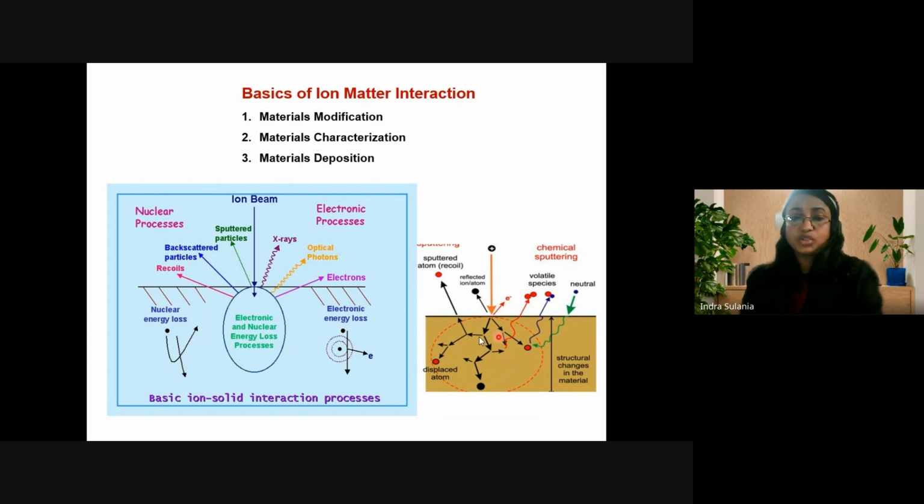So you can dope or implant various materials, for example silver or any other material which is sometimes chemically immiscible, into the target material. And you can tune the material property based on your application.